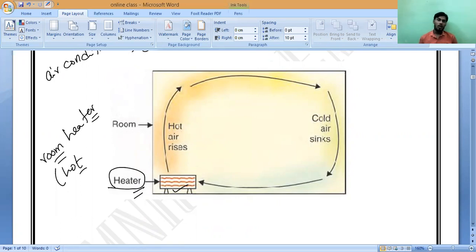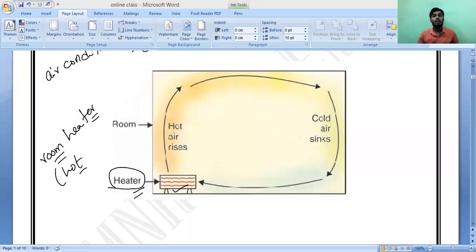As we know, air is a very poor conductor of heat. That is what we studied in the last class. So it cannot transfer heat by the process of conduction. Is it yes or no? Air transfers heat from its hotter parts to its colder parts by the process of convection, that is, by moving itself it transfers the heat.